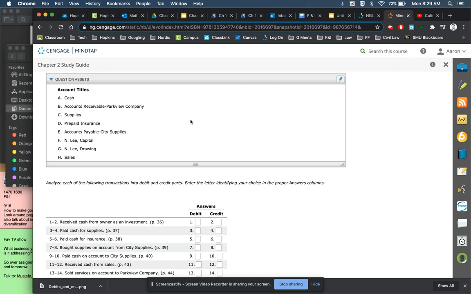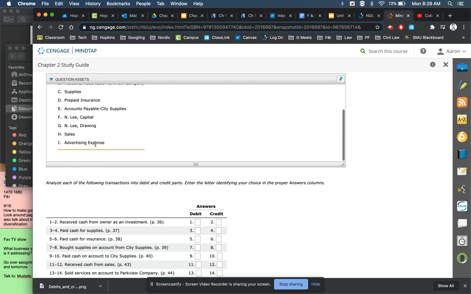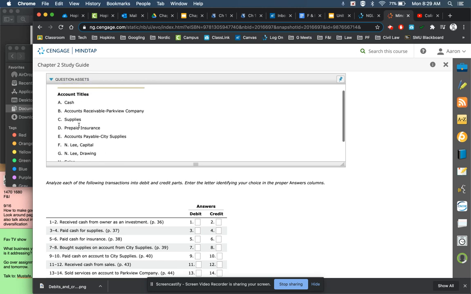These should be familiar account titles, similar to what we looked at in chapter one. Some are assets, some are liabilities, and some are owner's equity accounts. Some new ones are there, some specific expense accounts. The N. Lee drawing account, which is when the owner would take out a withdrawal. Accounts payable, which you're familiar with. The capital account we've seen before. Prepaid insurance, supplies, accounts receivable, and cash.